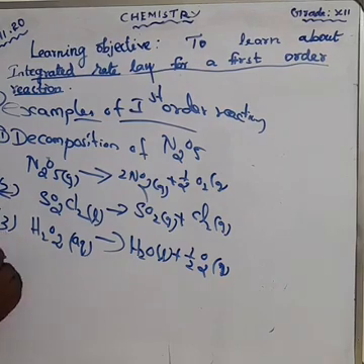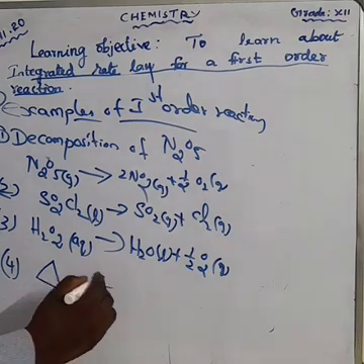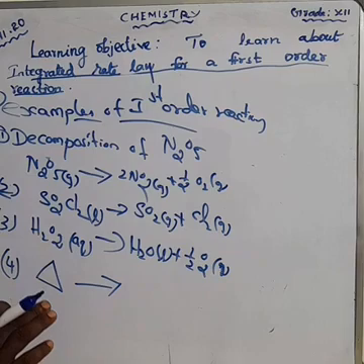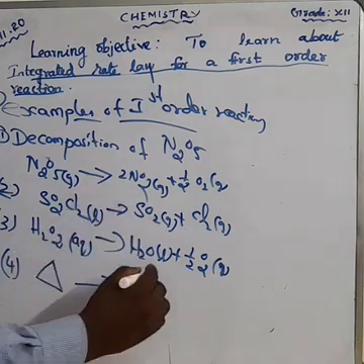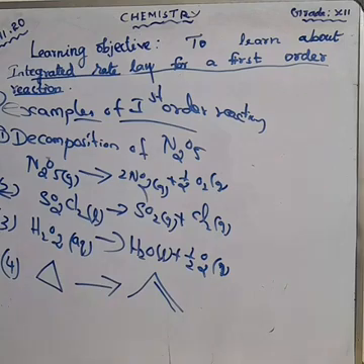Next, about isomerization: cyclopropane to propene. Cyclopropane to cyclopropene, sorry, cyclopropane to propene. It has a double bond.